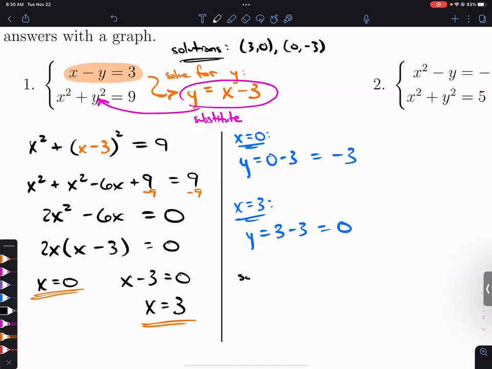So our solutions are those two ordered pairs. X equals 0, y equals negative 3. And x equals 3, y equals 0.